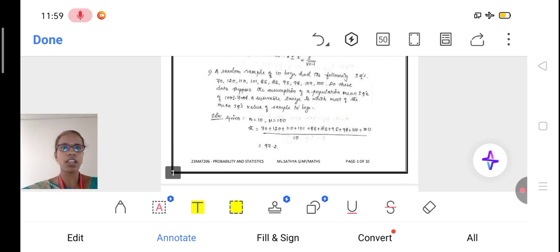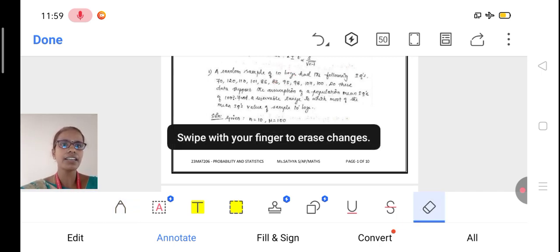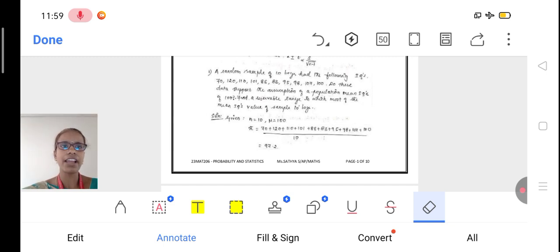Now it is the problem, right. Once again you can check the n value here, which is 10. A random sample of 10 boys had the following IQs: 70, 120, 110, 101, 86, 83, 95, 98, 107, 100. Do these data support the assumption of a population mean IQ of 100? And we need to find the reversible range also.